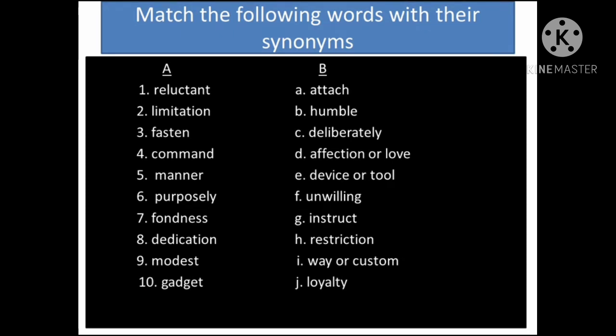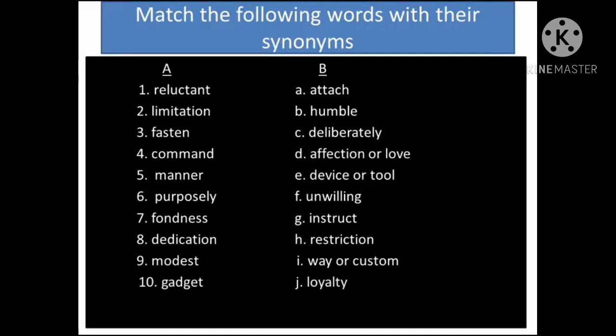Number 7, fondness, መውደድ ማለት ነው. Fondness ማለት ፍላጎት መውደድ ማለት ነው. ከፍተኛ ጉጉት ፍቅር ማለት ነው. Affection or love. Affection ማለት መውደድ ፍቅር ማለት ነው. Okay.